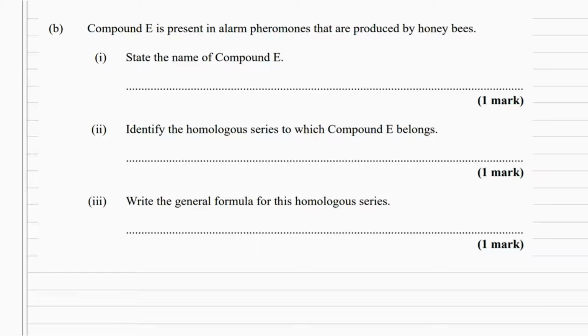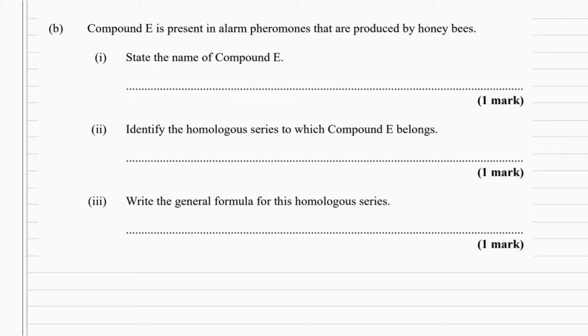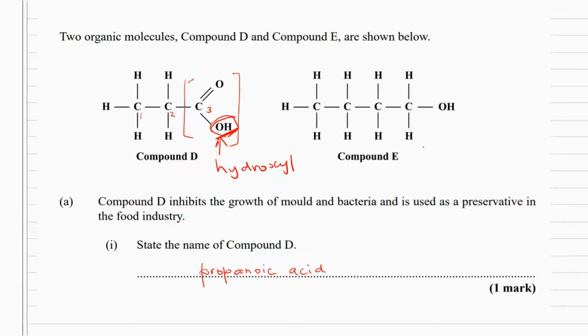All right, so part B says compound E is present in alarm pheromones that are produced by honeybees. So compound E, let's take a look at that. They ask us, question D, state the name of compound E. So compound E, of course, is an alcohol because the functional group OH is present here, and it has 4 carbon atoms. Now, for 4 carbon atoms, the prefix is but, and because it's an alcohol, the suffix is ol. So the name of compound E is butanol.